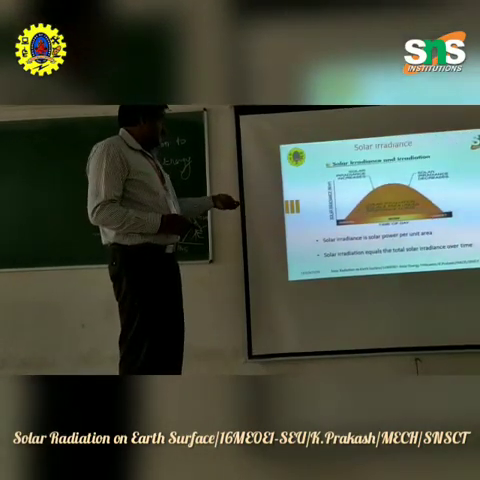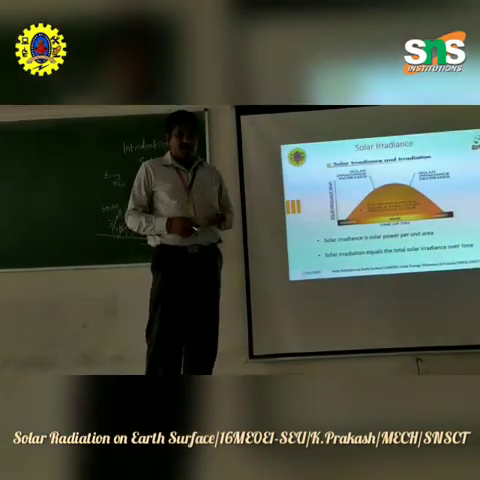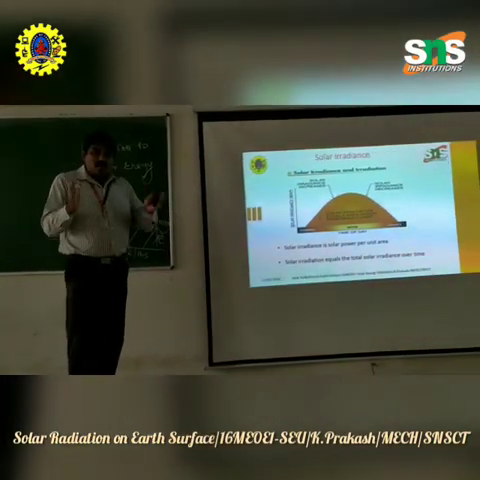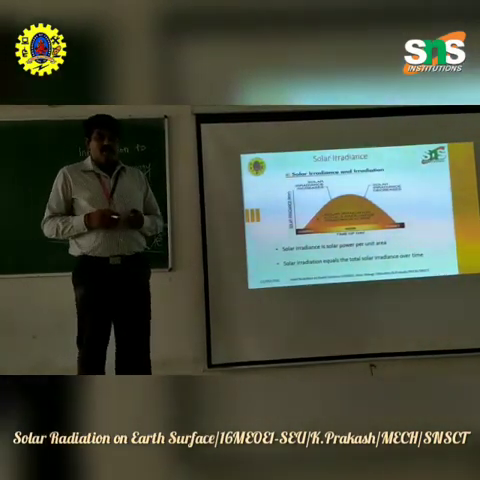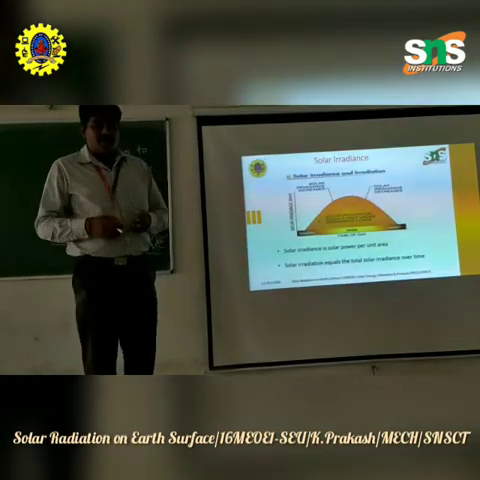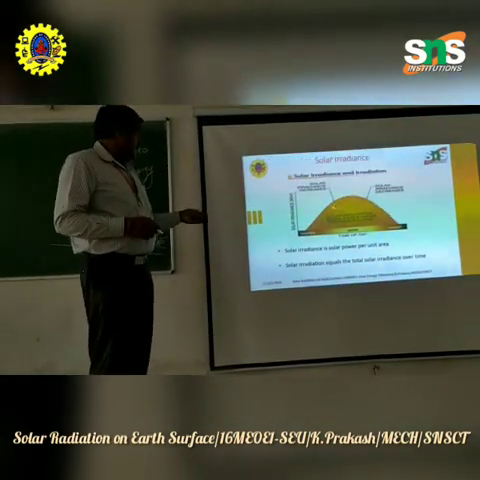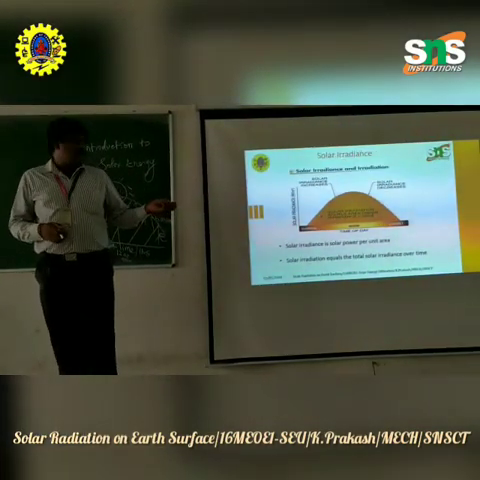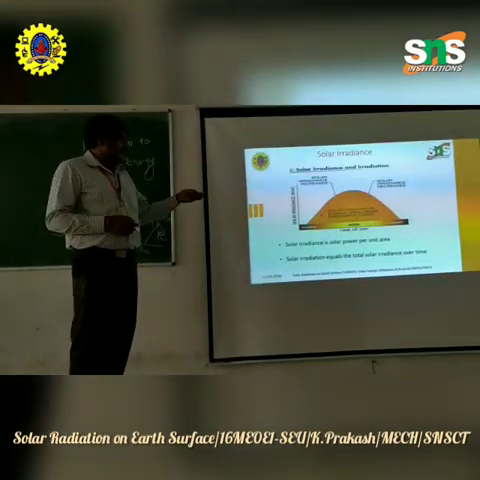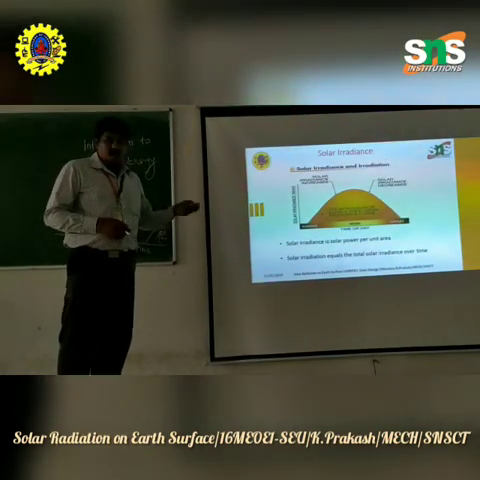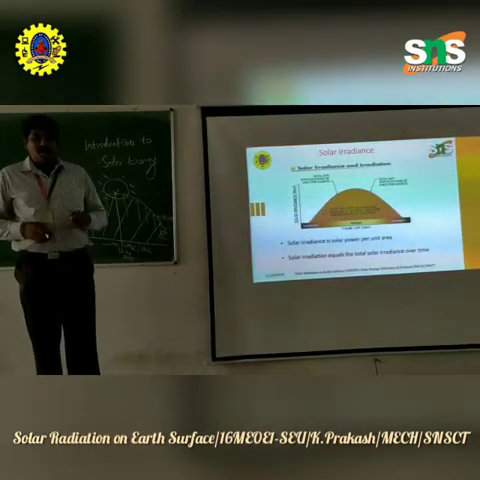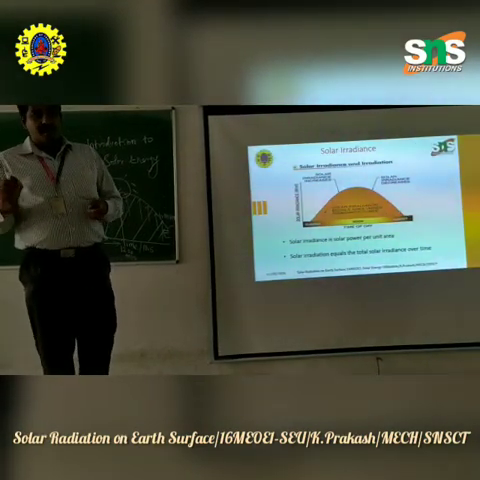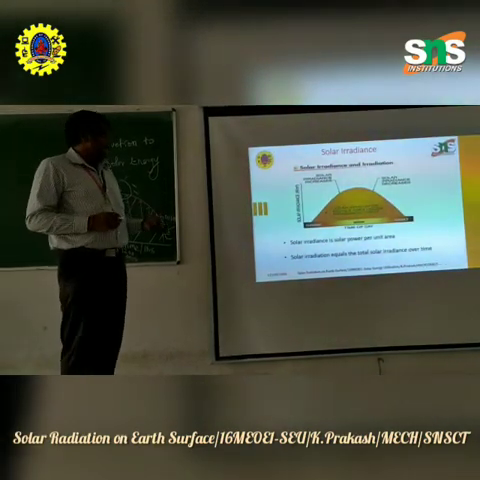So now coming to the definition. Solar irradiation is nothing but the amount of solar power we are getting per unit area. So this is solar irradiation. This solar irradiation takes place with respect to time. So this is about solar irradiation. From this we infer that during the noon time we are getting the maximum amount of solar energy.